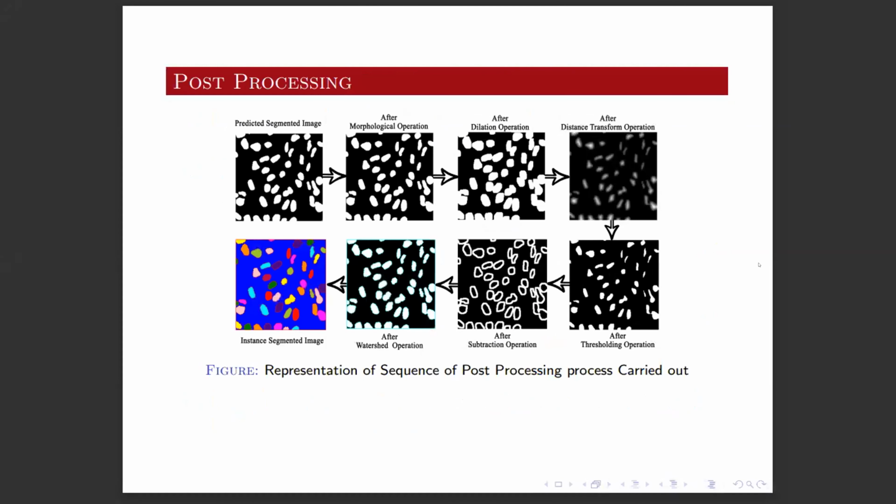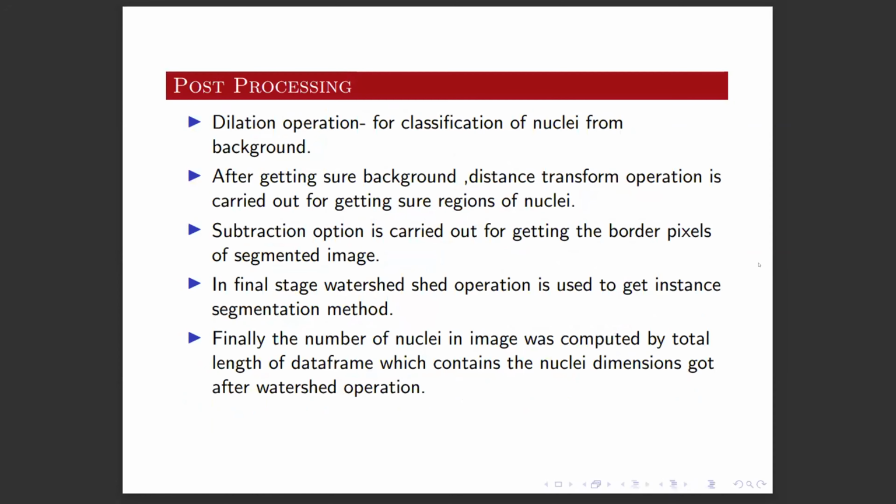Then this is the representation of the sequence of post-processing carried out, with different steps. First is the dilation operation, for classification of nuclei from the background. Then after getting a sure background, a distance transform operation is carried out to get sure regions of nuclei. Then a subtraction operation is carried out for getting the border pixels of the segmented image. In the final stage, the watershed operation is used to get the instance segmentation. Finally, the number of nuclei in the image was computed by the total length of the data frame, which contains the nuclei dimensions obtained after the watershed operation.